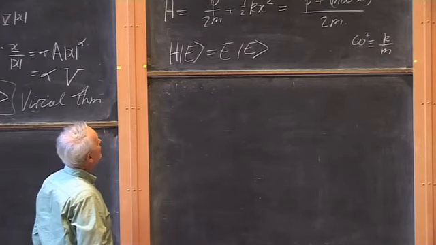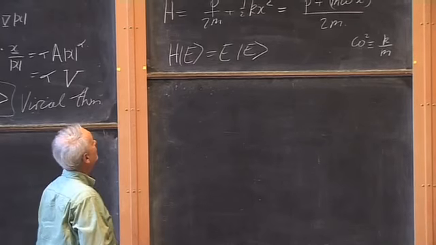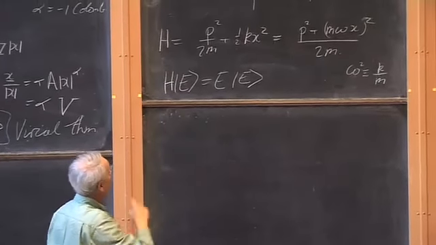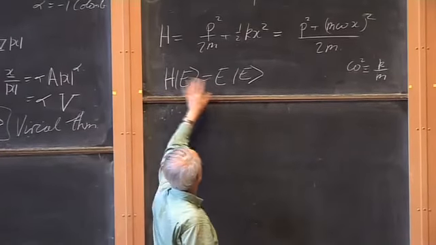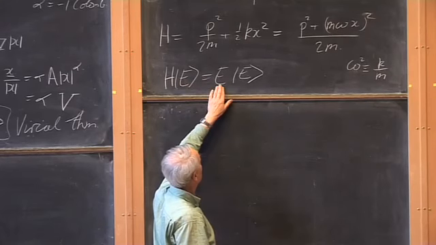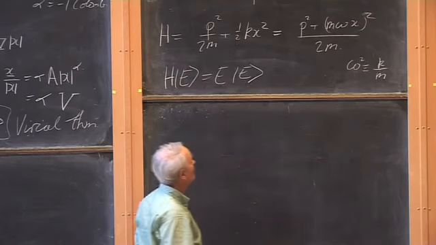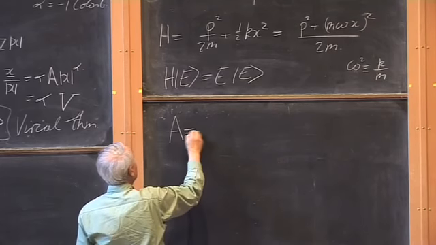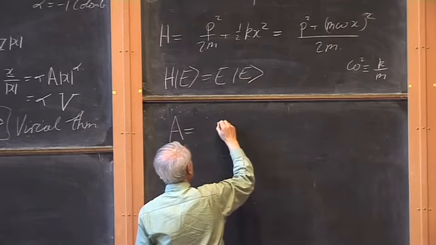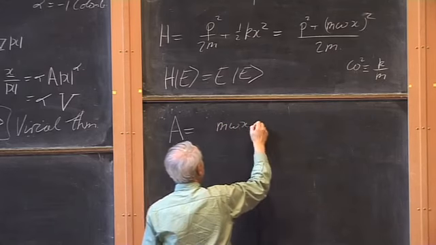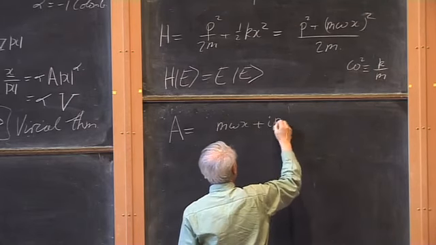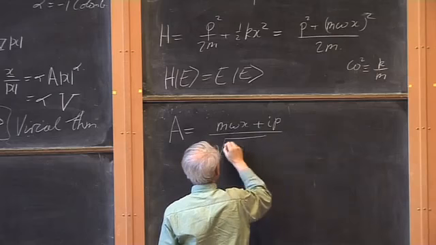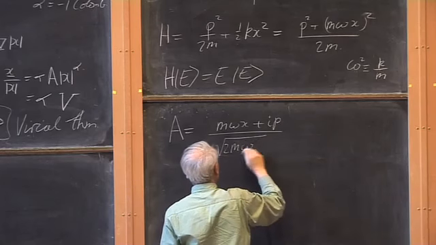The proper way to find these states is this: we need to find the energies that are possible, and we need to find the corresponding states. The way to do this is to introduce some new operators. Let's introduce A, which is m omega x plus i p over the square root of 2m omega h bar.